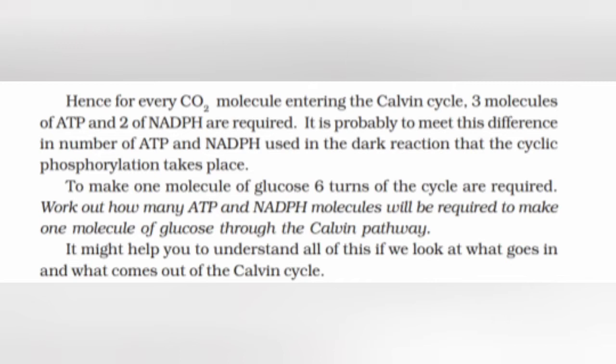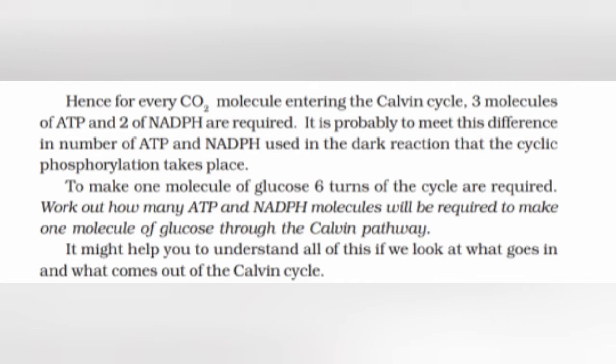To make 1 molecule of glucose, 6 turns of the cycle are required. How many ATP and NADPH molecules will be required to make 1 molecule of glucose? So we will multiply each value of ATP and NADPH by 6. So 6 3s are 18, 18 molecules of ATP, and 6 2s are 12. So 12 molecules of NADPH will be required to make glucose through the Calvin pathway.